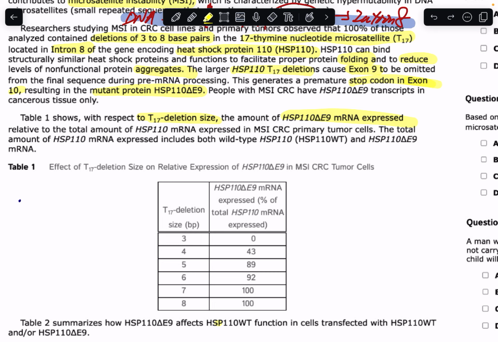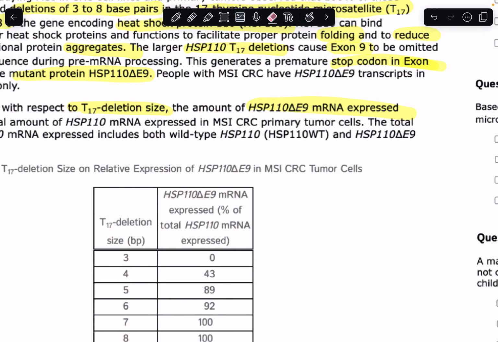So the table 1 legend says, effect of T17 deletion size on relative expression of this mutant mRNA in the tumor cell, okay? So basically this shows us, as I delete 3 base pairs or 4 or 5 or 6 or 7 or 8, up to 8 base pairs, that would affect the concentration of this mutant mRNA, right?